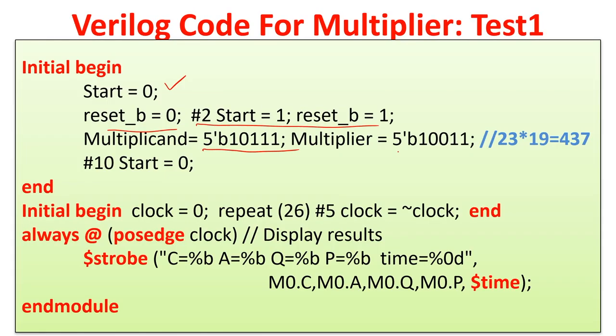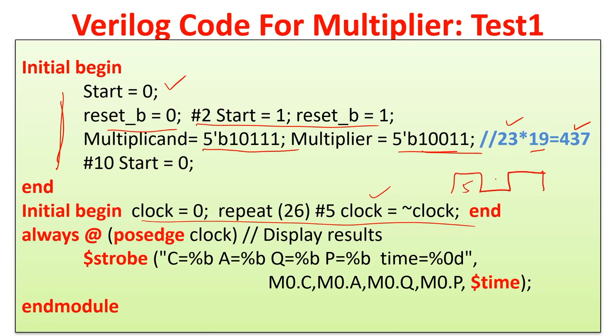Here P is equal to 5, the multiplicand is 23, so binary 10111, and the multiplier is 19, that is 10011, and the result will be 437 in decimal. This is to verify whether we are getting it or not. This is the initial block, and after that it repeats for 26 times. The clock changes every 5 time units, which generates a clock period of 10 time units.